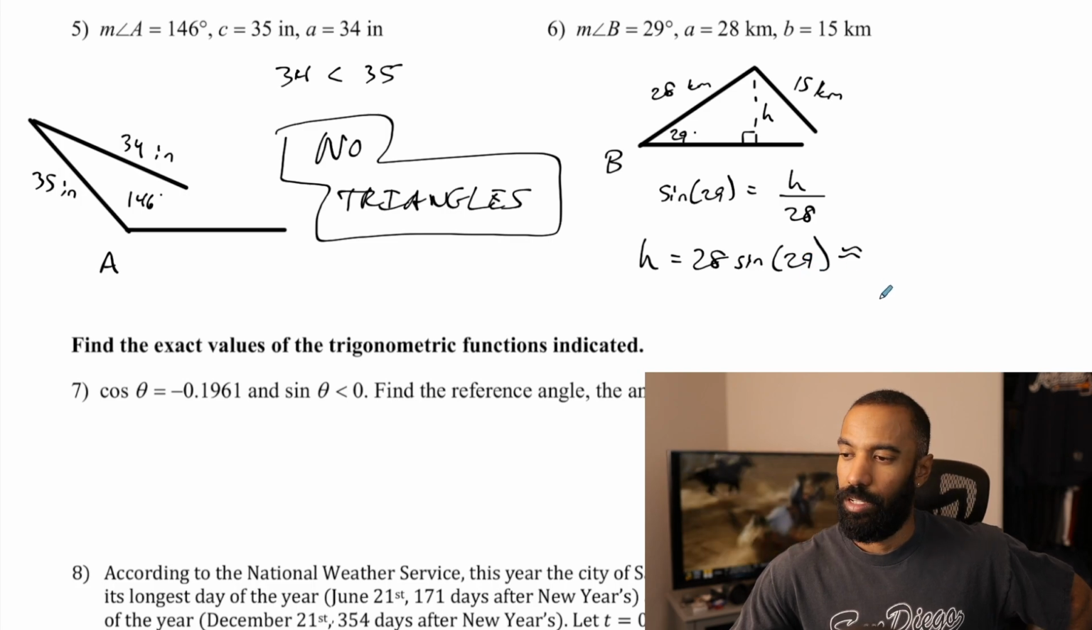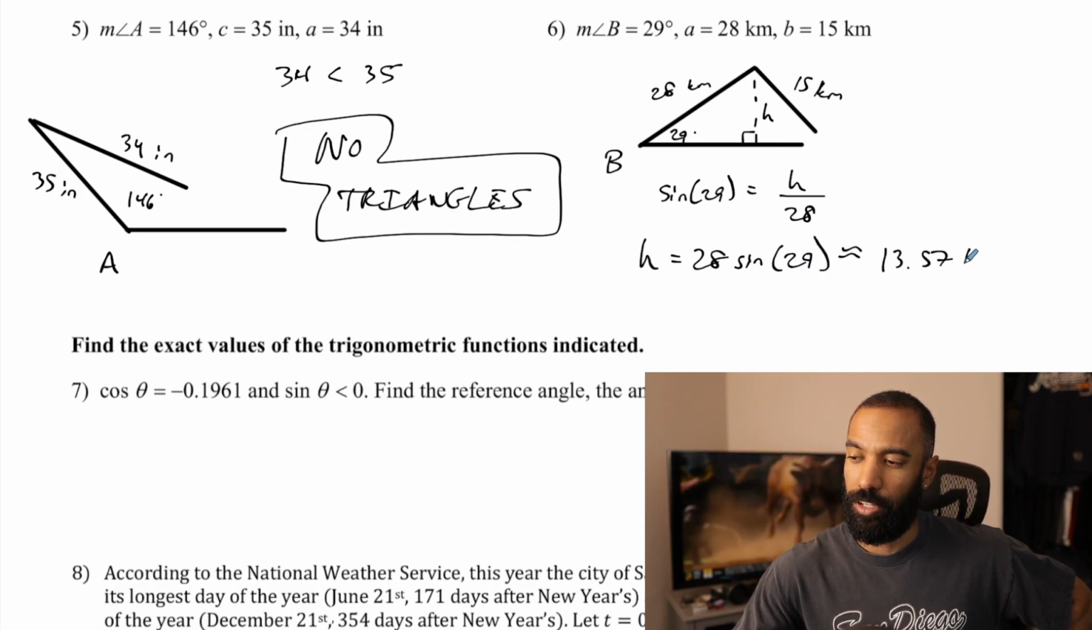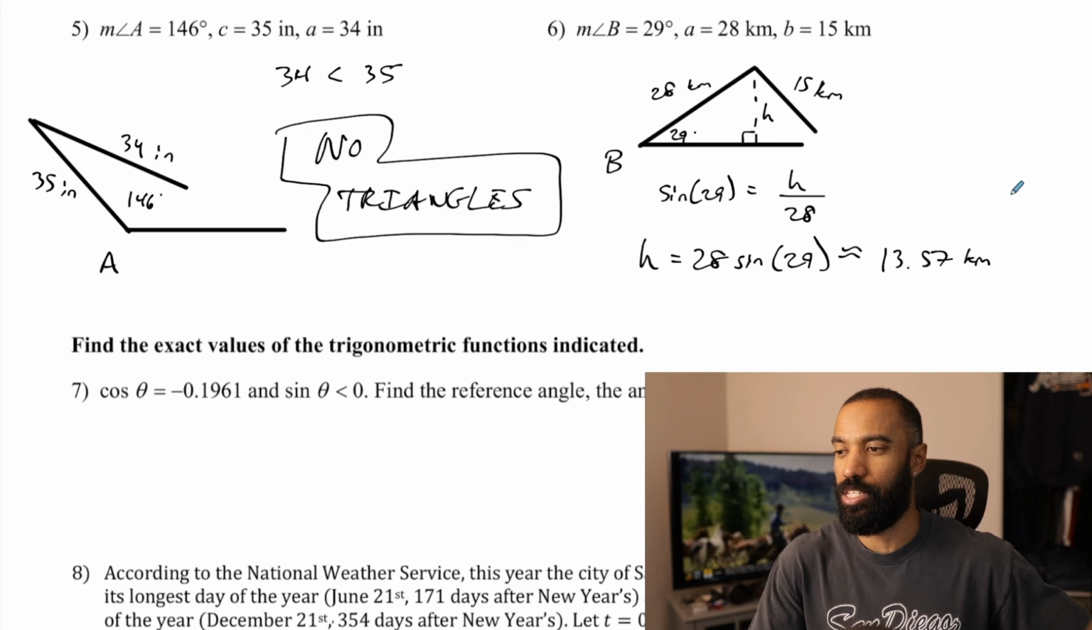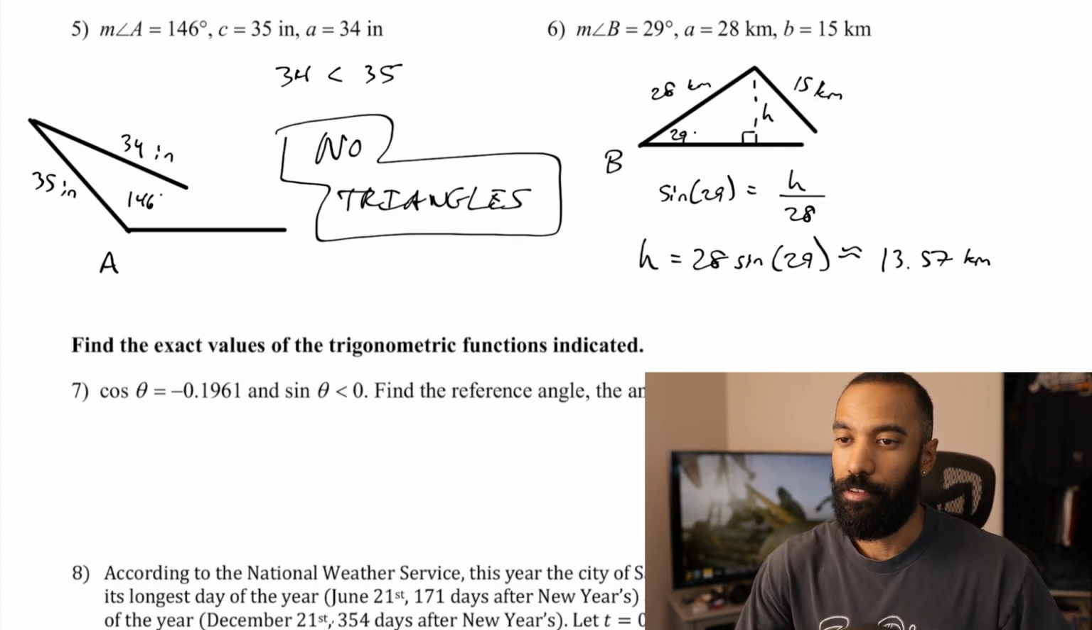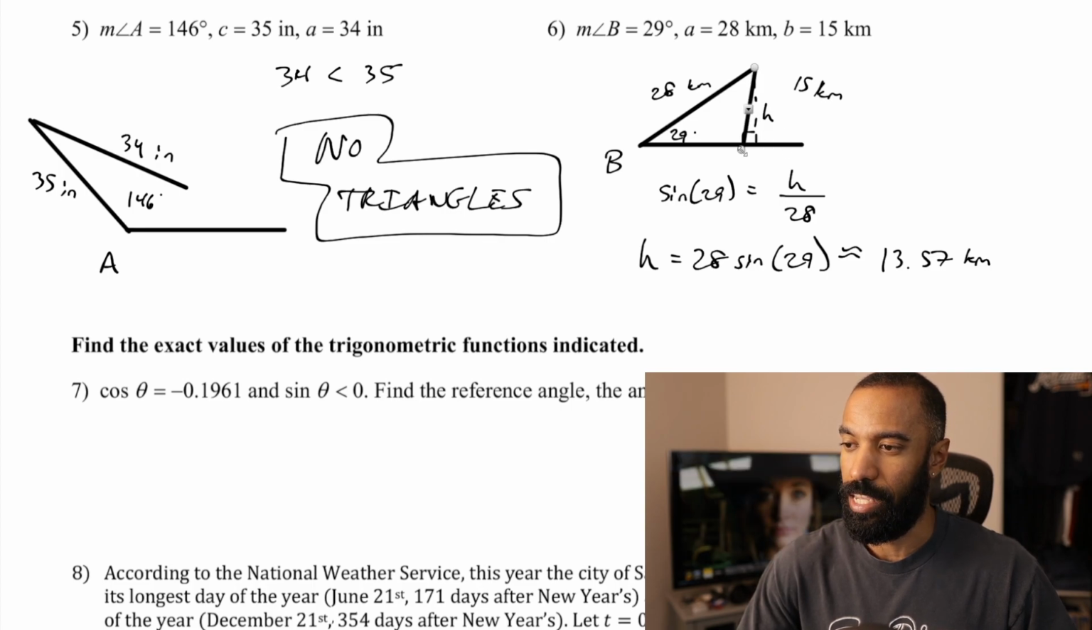13.57 kilometers. So the only question is, is 15 more than 13.57? The answer is yeah, it is. The 15 is longer than this h right here, therefore it could hit probably like right there and right there.